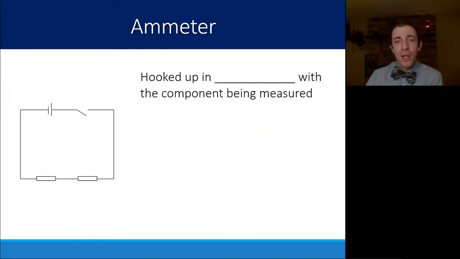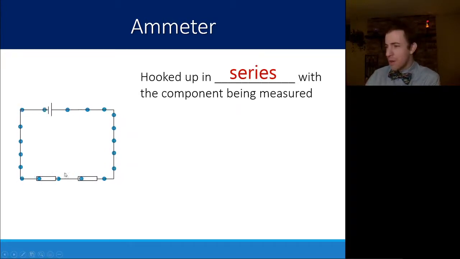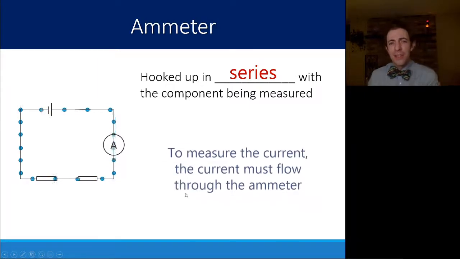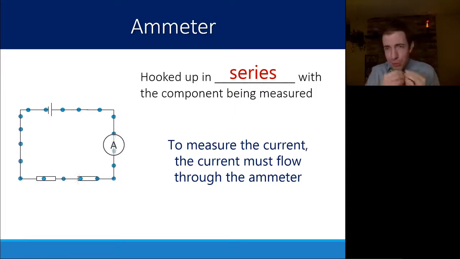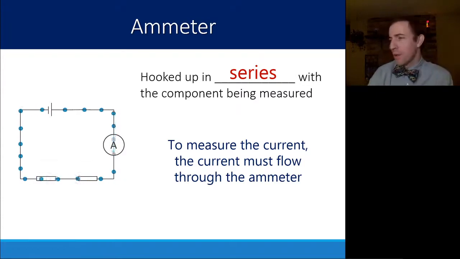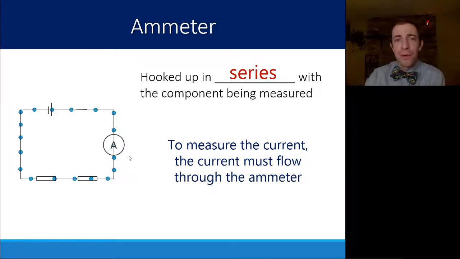For an ammeter, you're going to hook this up to measure the flow through this circuitry. You have to hook it up in series with the component being measured. So if I wanted to know the current flowing through these resistors here, I would hook up this ammeter in line with those resistors. Right now it's not in a straight line, but that's fine because it's in the same wire flowing through. Essentially, to think about it, the current has to flow through this ammeter for the ammeter to measure the current that's flowing through it. Kind of makes sense. It's reading out how fast the current is flowing through that tool, that device.